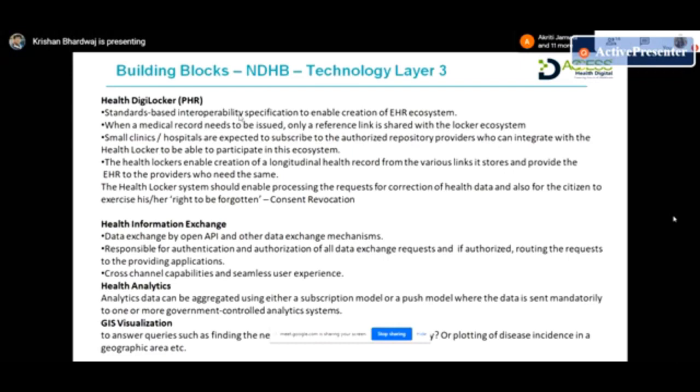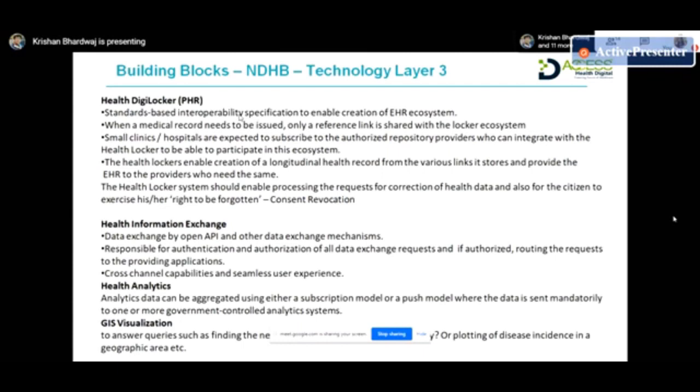So ultimately, these health lockers will enable the creation of a longitudinal record of the patient, and provide the EHR to the provider in real time. And health information exchange will be the technical backbone acting in the background. I will talk about some of the HIE controls in the afternoon session today.